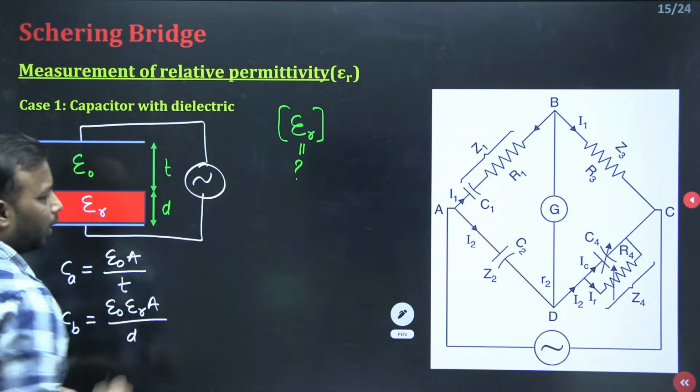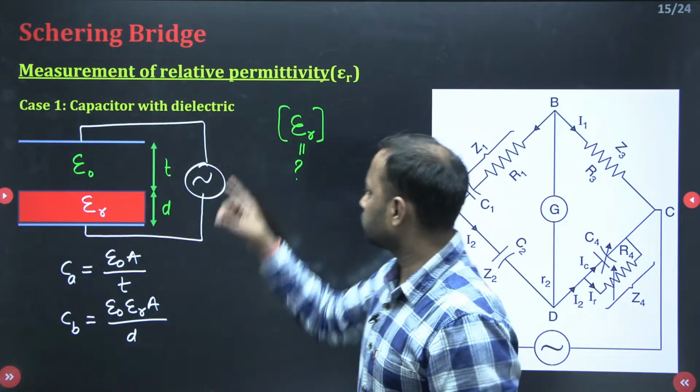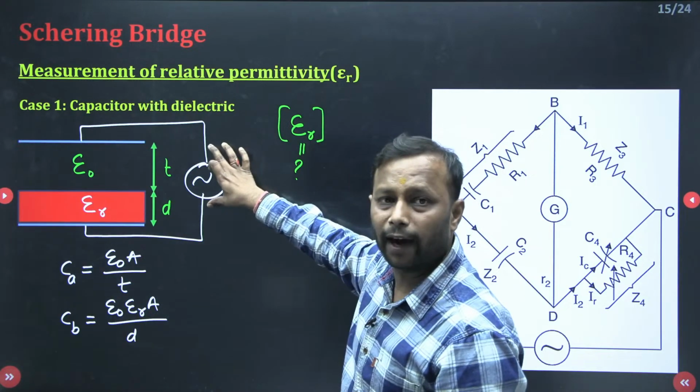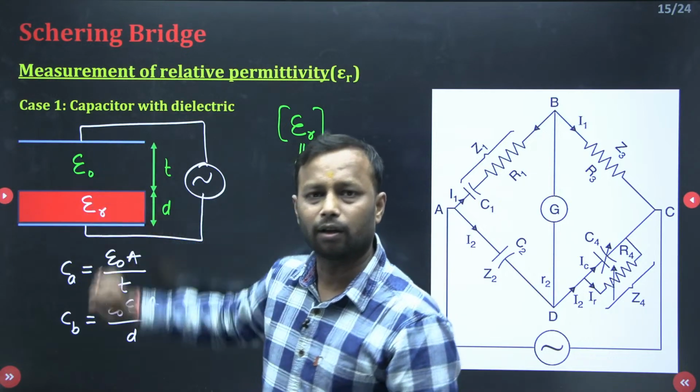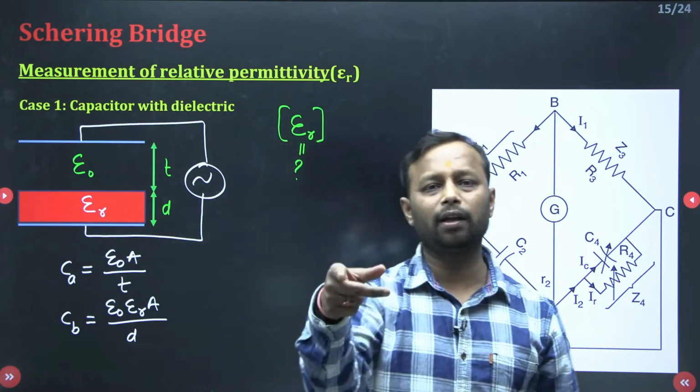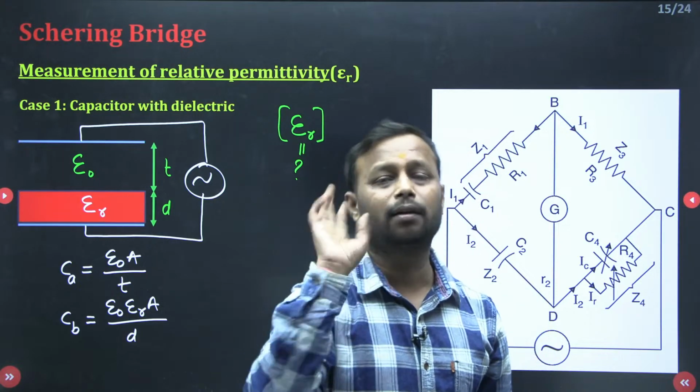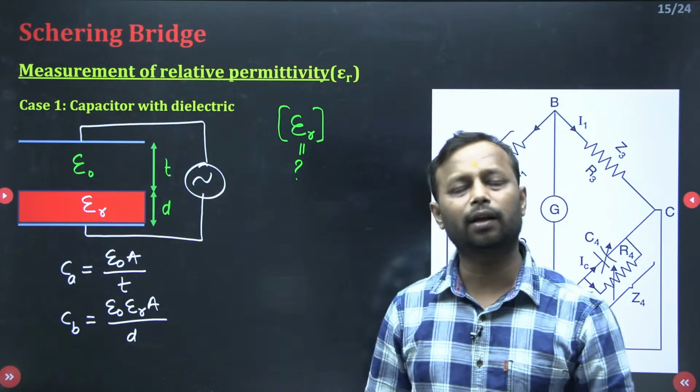Assume that you are connecting the source over here. Since this voltage is going to be divided into two parts, first will be taken here and the second will be taken here. Since voltage is dividing, the capacitors are connected in series. Capacitors are connected in series.